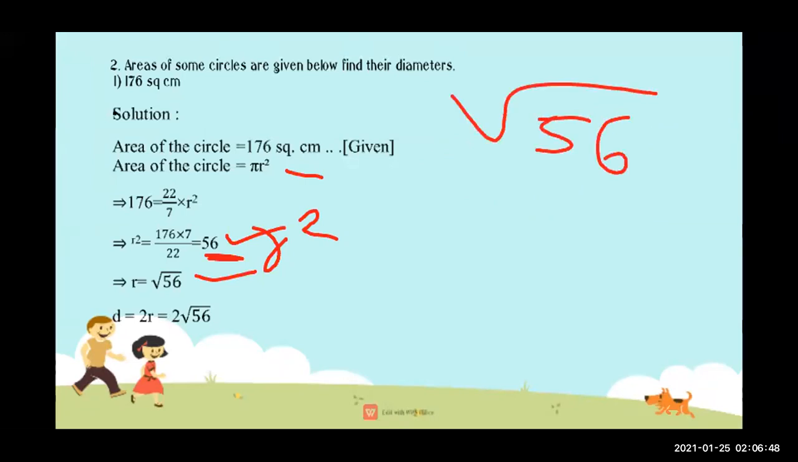Now as we know, r is what? Square root of 56. We have to find the diameter. Now what is the formula of diameter? Diameter is always double of radius. So the formula for diameter is equal to 2 into radius.